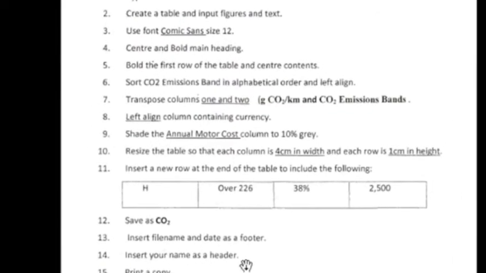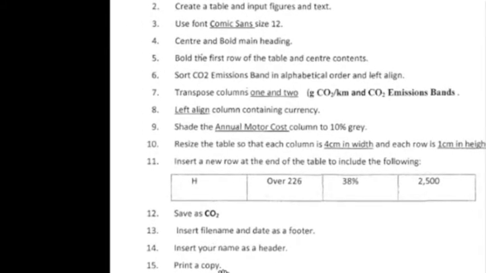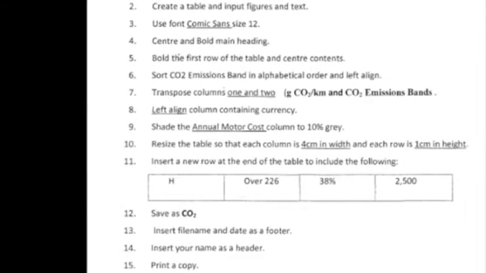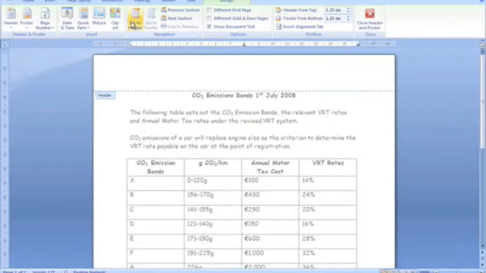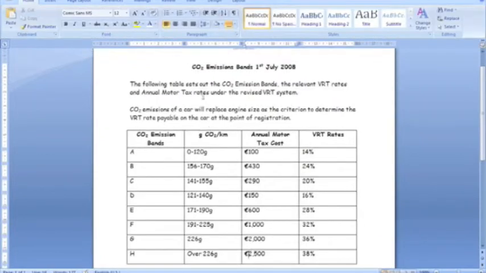Insert your name as a header, and then you can print a copy. The header area here, you just click anywhere you wish. I'm going to just double click into the center of my header, and I'll type my name. And then just double click out of the header so I can resume working on the document.